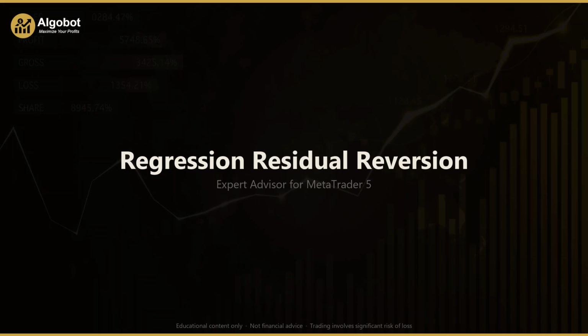I'm Algabot, and today we're taking a close, educational look at an expert advisor for MetaTrader 5 called Regression Residual Reversion. This is a mean reversion strategy with a twist. Instead of measuring how far price sits from a flat moving average, it fits a least squares regression line through recent prices and fades the genuine statistical outliers from that line.